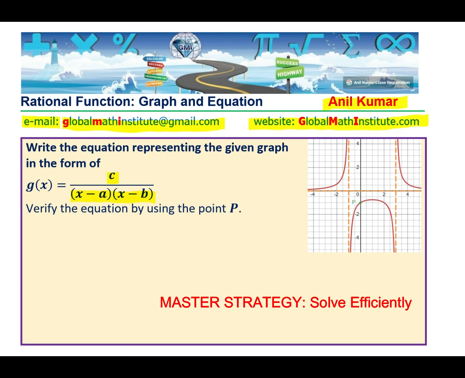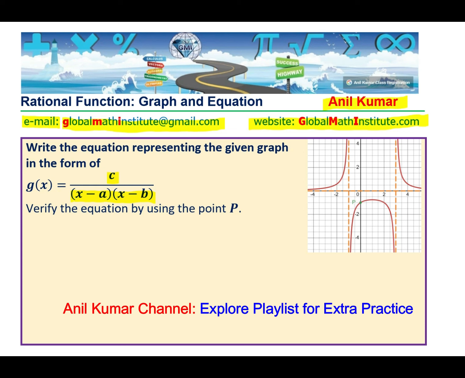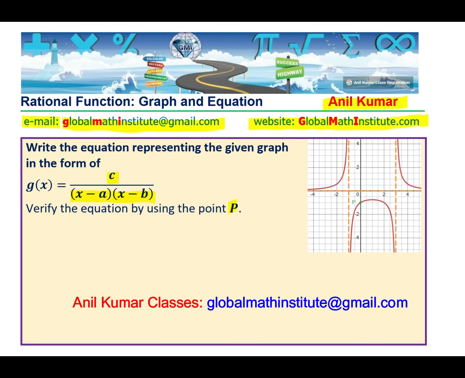So let us first understand how we write the equation from the given graph. The question here is: write the equation representing the given graph in the form g of x equals c over x minus a times x minus b. Verify the equation by using point P. It's a very important concept, right? You should identify a point on the curve which can verify that your equation is perfect.